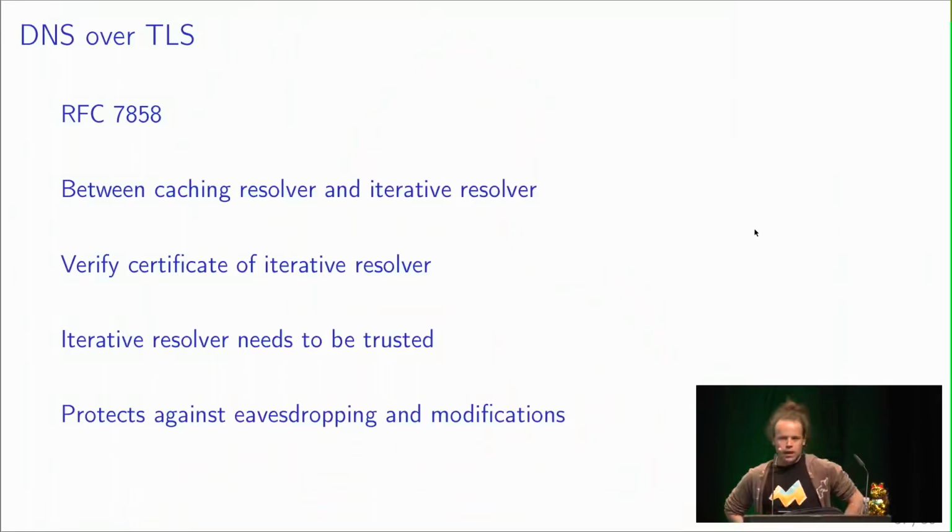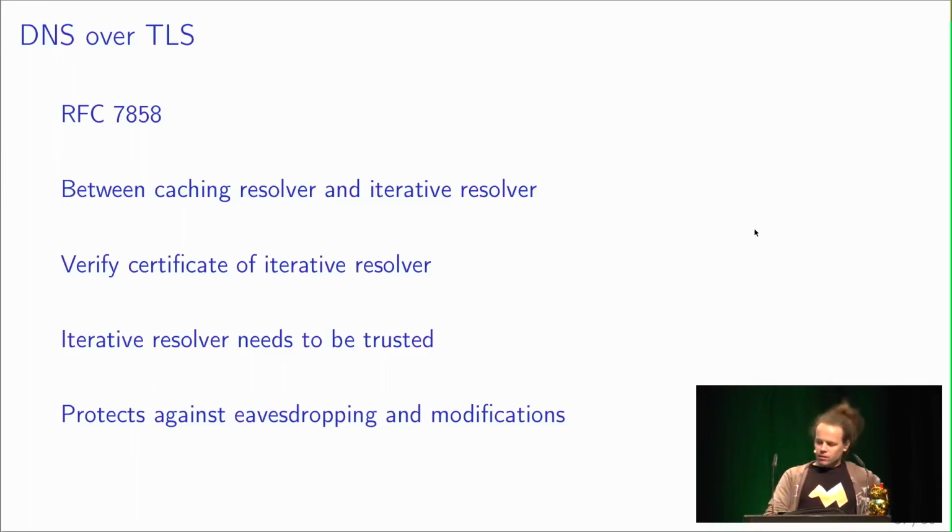DNS over TLS is another privacy enhancement. It's specified in RFC 7858. It's a connection between the caching resolver and the iterative resolver, so between your router and the iterative resolver. You have to verify the certificate of the iterative resolver, and the iterative resolver needs to be trusted to avoid any man in the middle. And it protects against eavesdropping and modifications.